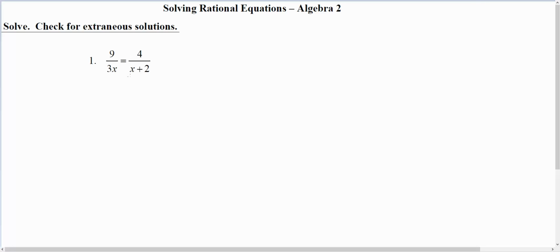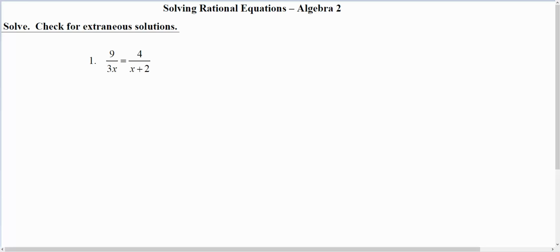Alright, in this video we're going to be solving rational equations, and we're also going to check for extraneous solutions. Now what makes this an equation is the fact that we have an equal sign. Now notice how we have one fraction, one term equals another term. You have one term on the left, one on the right. What we can do here is literally cross multiply.